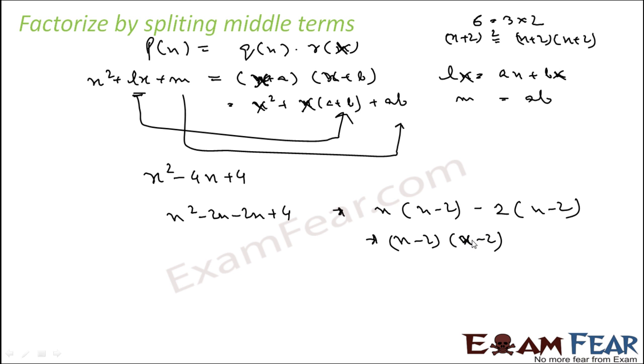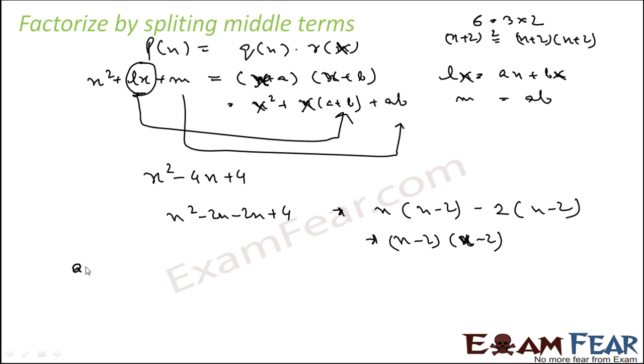Right? This kind of thing we have done in the previous class. We call this factorize by splitting the middle term. This is the middle term. Okay. So we have done this kind of questions in the previous class, where typically the coefficient of x square used to be 1.